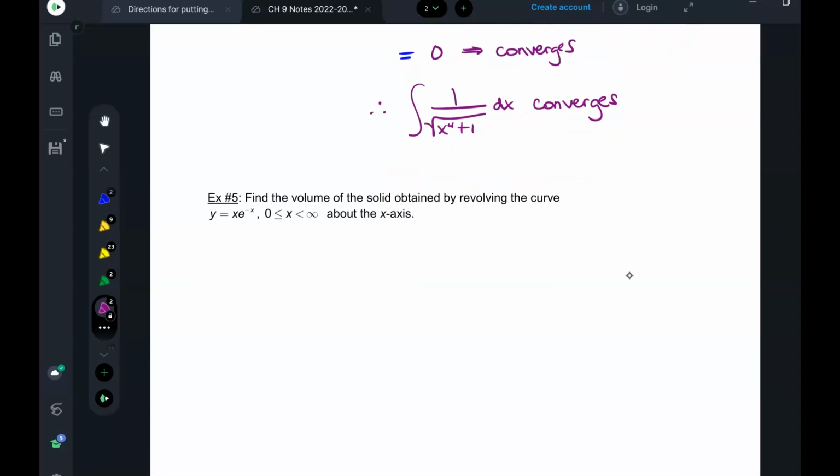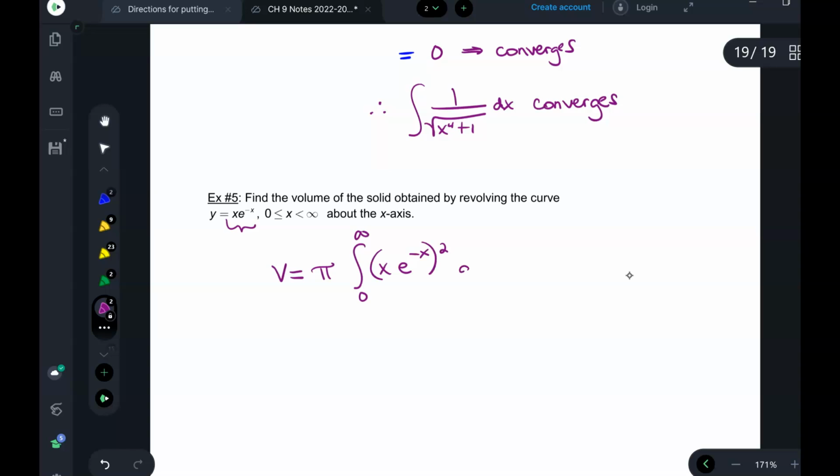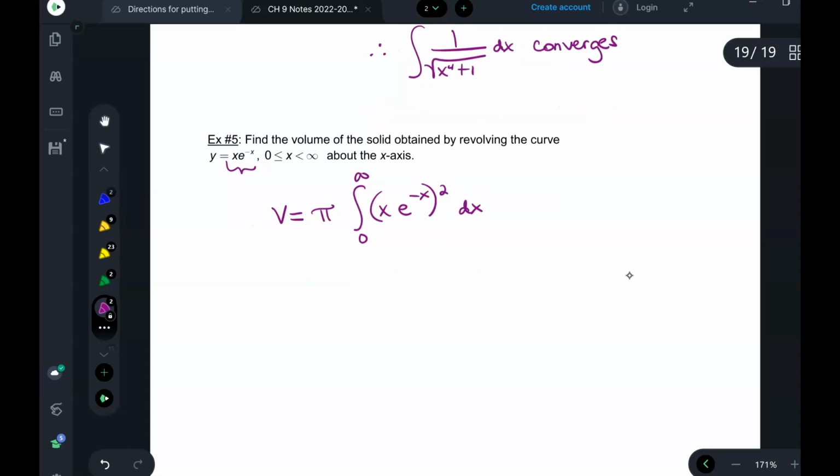Okay, last one: volume of the solid obtained by revolving the curve about the x-axis. Volume is going to be pi r squared, where r is there. So we have from 0 to infinity of x e to the negative x squared dx. This is going to turn into pi times the integral from 0 to infinity of x squared e to the negative 2x dx. I'm going to do the tabular method for this one.